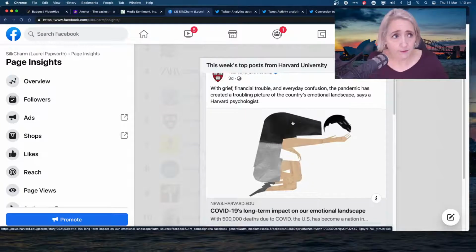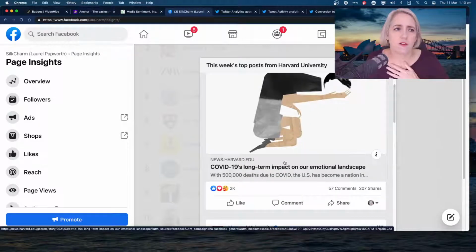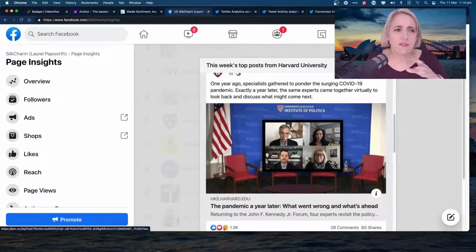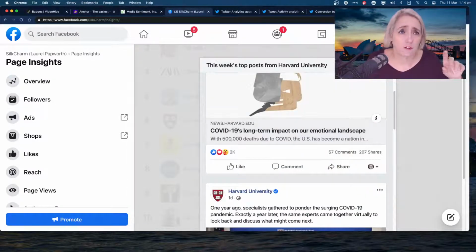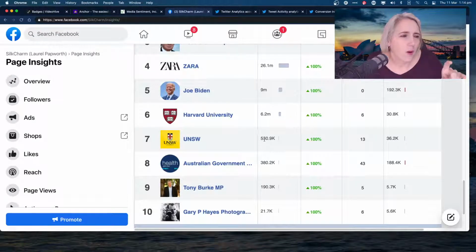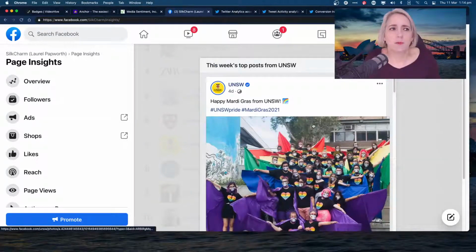So for Harvard, they're reporting on something from their social media newsroom about COVID's long-term impact on the emotional landscape. And then they did some sort of Throwback Thursday looking at 1 year ago, and it's around COVID as well. When I look at UNSW and I want to know why are they, with 1/12 of the number of subscribers but double the number of posts, getting more engagement, I click on UNSW.